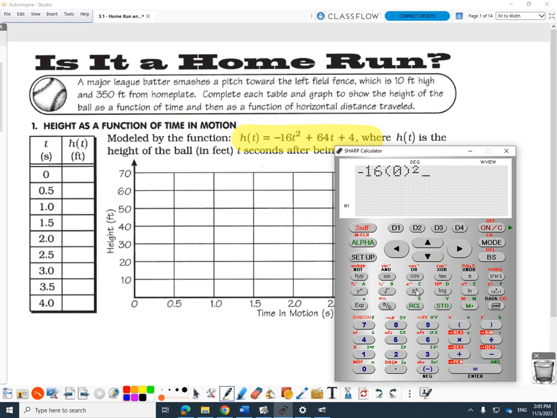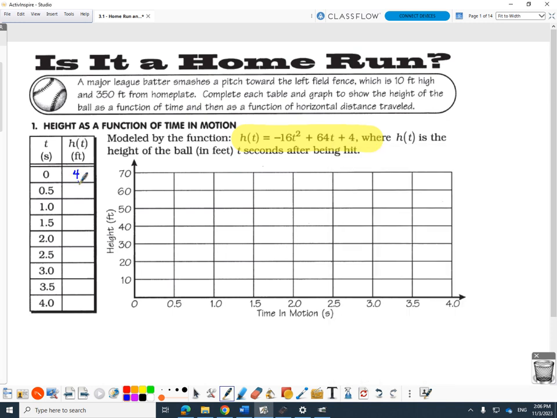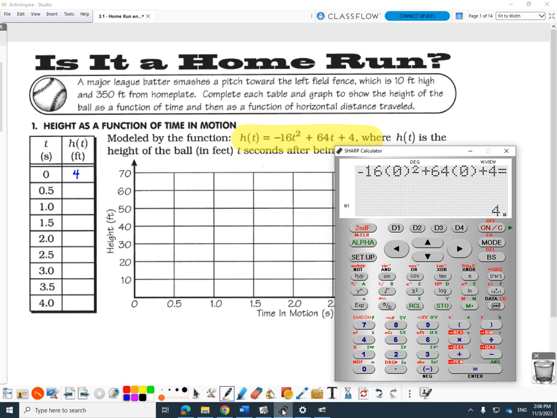Next, plus 64, and I'm subbing in 0, plus 4. Does anyone know what the answer is before I even press equals? 4. All those zeros, it was sort of a waste of time. So when I press equals, I get answer 4. Did you get answer 4? Yeah? Did you get 4? Yeah? Good. So now, then they said do it for 0.5.